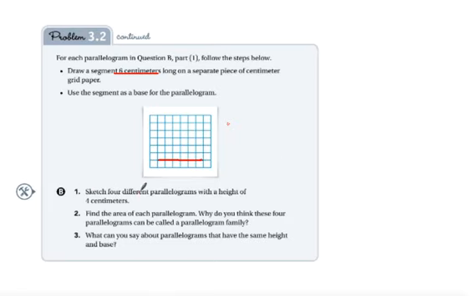B1, sketch 4 different parallelograms with a height of 4 centimeters. Keep in mind your base again is that 6 centimeters. You're now going to do a height of 4 centimeters, and keep in mind you need to have 4 of them. Then it says B2, find the area of each parallelogram. Why do you think these 4 parallelograms can be called a parallelogram family? You're going to find 4 areas for all the 4 sketches that you did in B1. Then tell me, why do you think that they could be called the parallelogram family? Keep in mind when you're doing area, it's base times height for your formula.